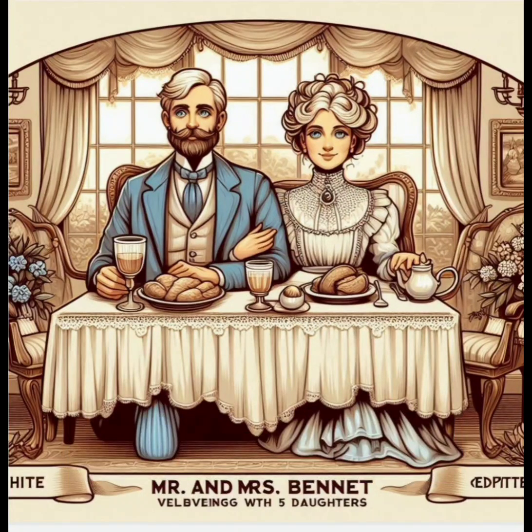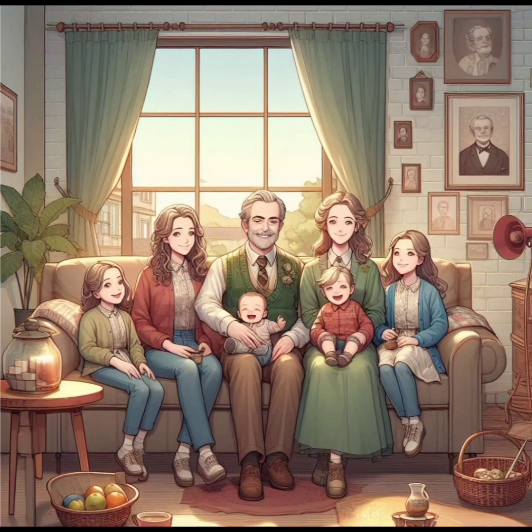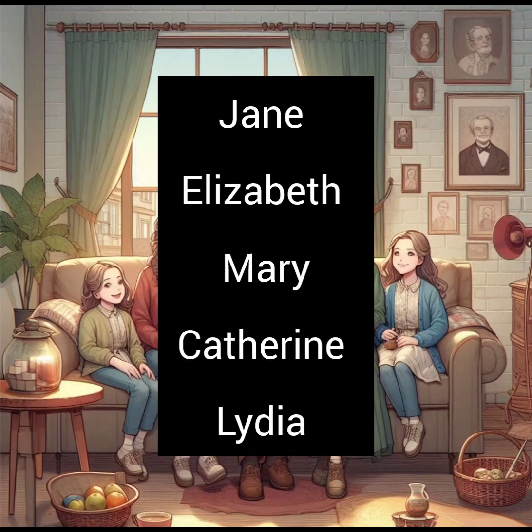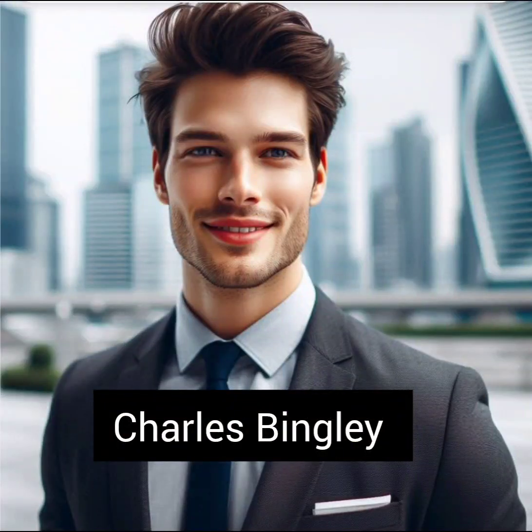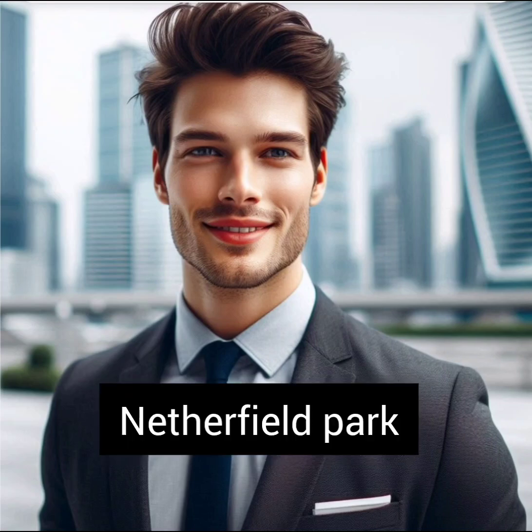Let's see the story. The novel opens in the Bennet household, where Mr. and Mrs. Bennet live with their 5 daughters: Jane, Elizabeth, Mary, Catherine, and Lydia. Mrs. Bennet is keen to see her daughters married off well. A wealthy young man, Mr. Charles Bingley, rents the nearby estate of Netherfield Park.